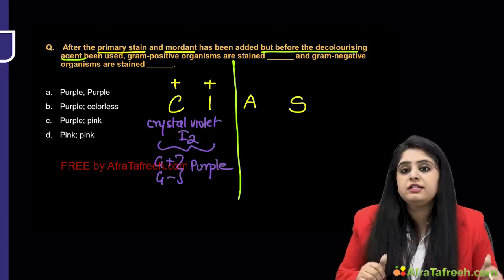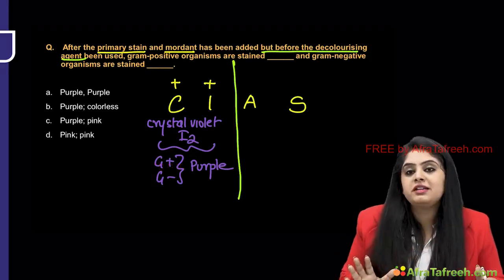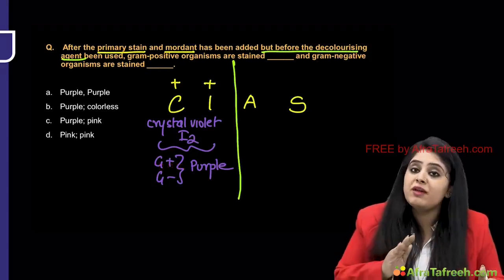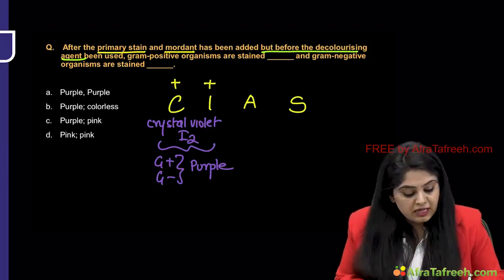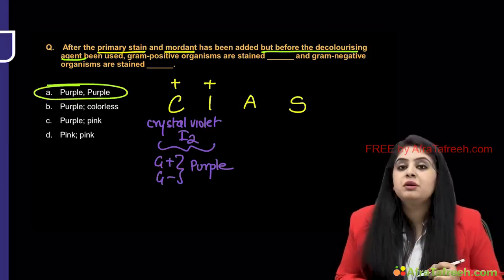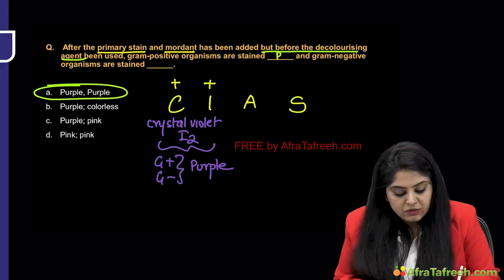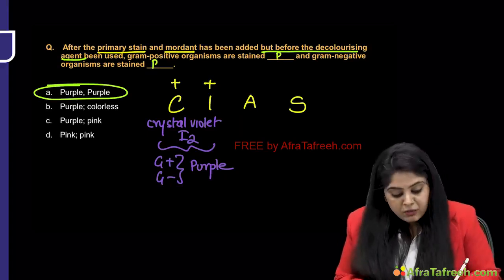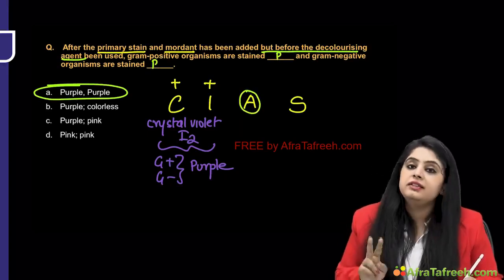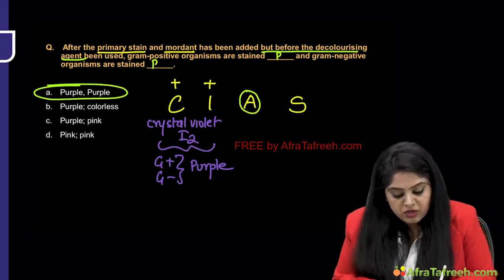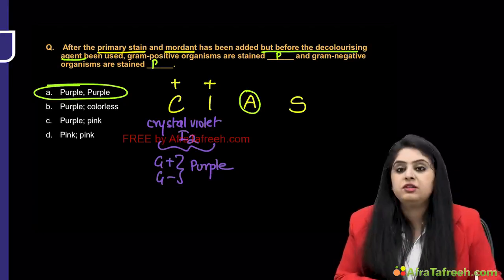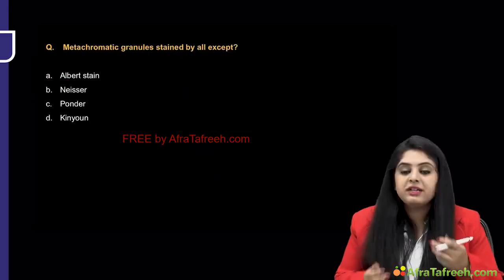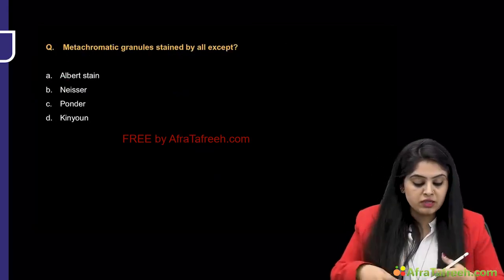They have not added the decolorizer. Right now, what is the stain color of all the organisms? Right now, everything is purple. So gram positive is also purple and gram negative is also purple. If I would have added the decolorizer, then the story would have changed. But here they've mentioned before the decolorizer has been used. Having said that, I hope that is clear. Let's move on to the next question.